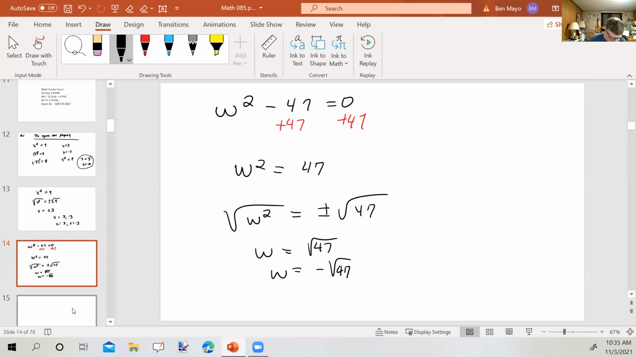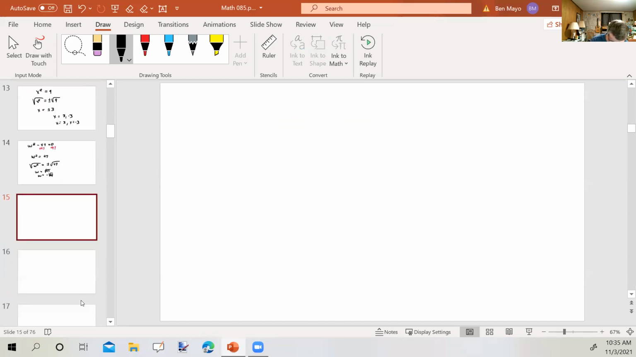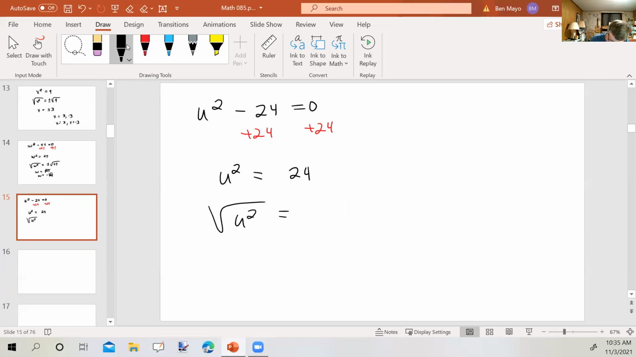Okay, another example. U squared minus 24 equals 0. So once again, we'll get it in that special form by adding 24 to both sides of the equation. So now we have a perfect square containing a variable equal to a constant. We'll take the square root of both sides. So we get u equals plus or minus the square root of 24.